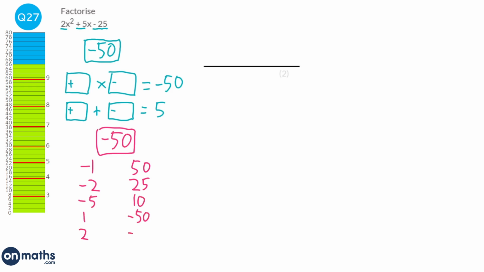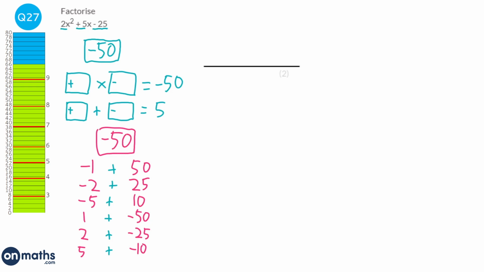So 2 and minus 25, and 5 and minus 10. You don't need to write all of these down. If you know what the answer is going to be, you can just go straight there. And we're looking for two numbers that add together to make 5. So what I'm going to do is just put an add here, and we're just going to look through all of these and figure out which one adds together to make 5.